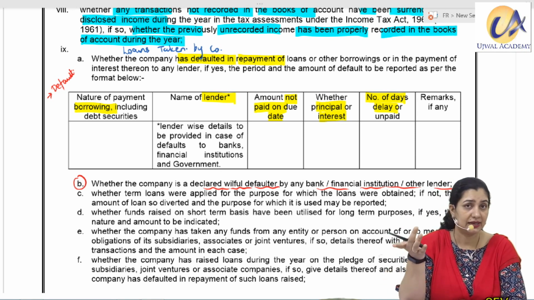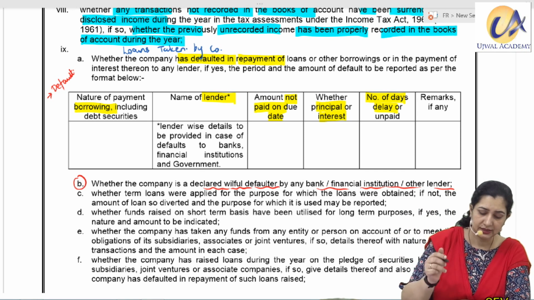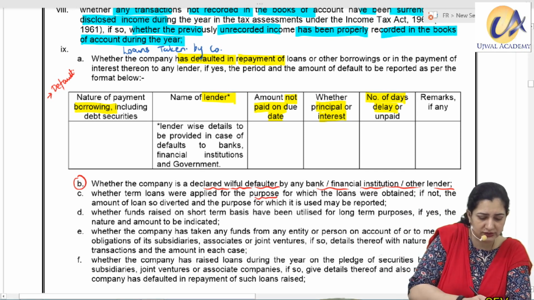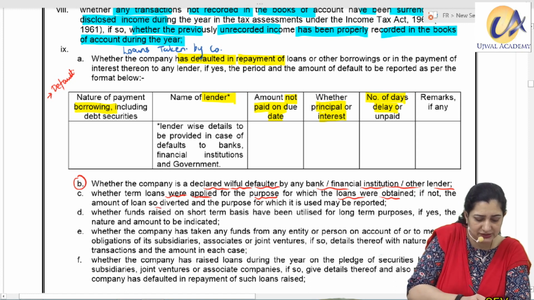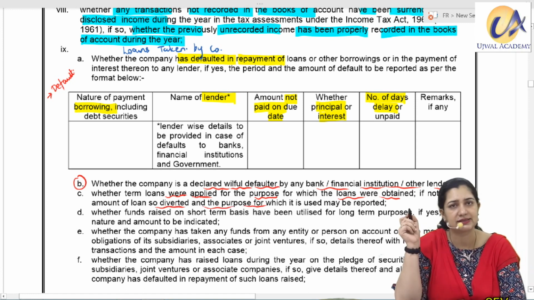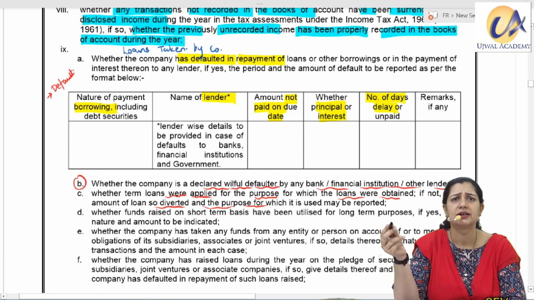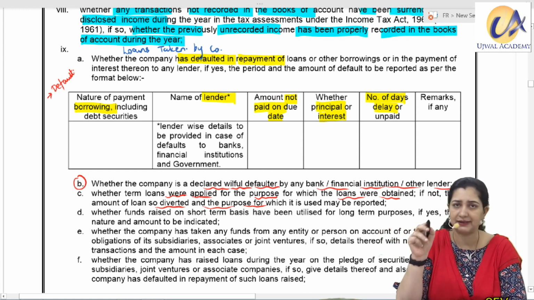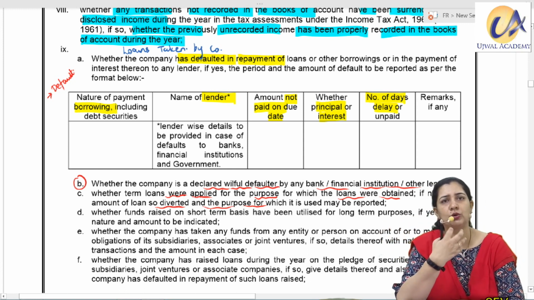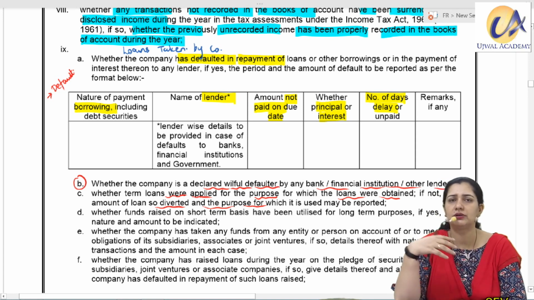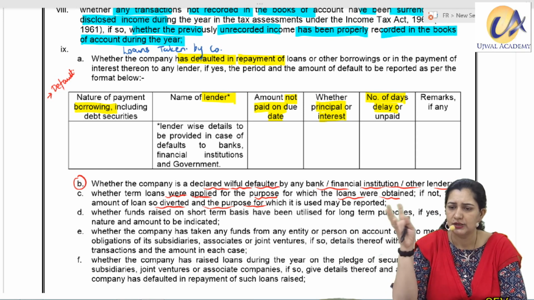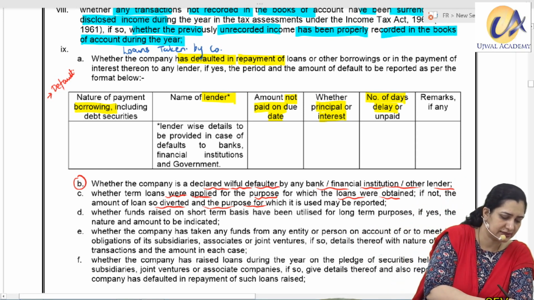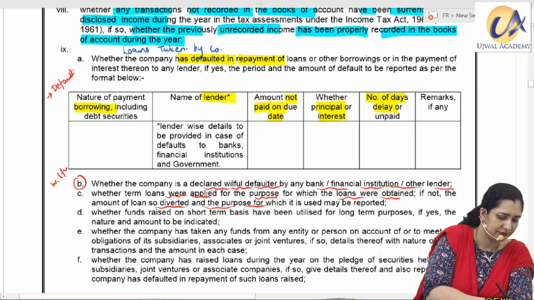Again, Schedule 3 also has similar points. Then the purpose for which the loan was taken, whether it was applied for the same purpose, and if it was diverted, please give the reasons. Give the purpose, and give what has been diverted. So the company took a loan for buying a building, but they used that to buy maybe a car, then you have to mention it. So in simple words, that is the applicability. So default, this is willful defaulter.